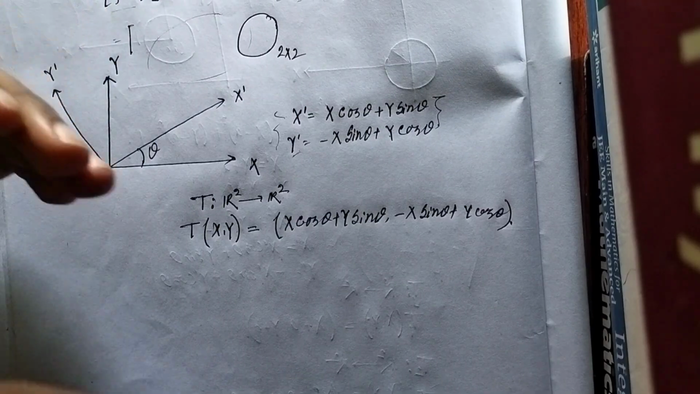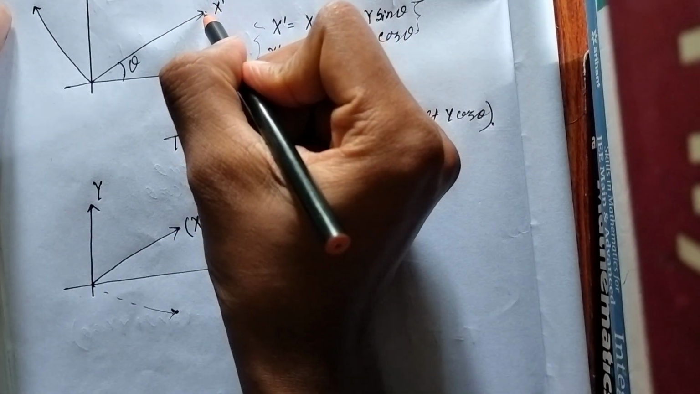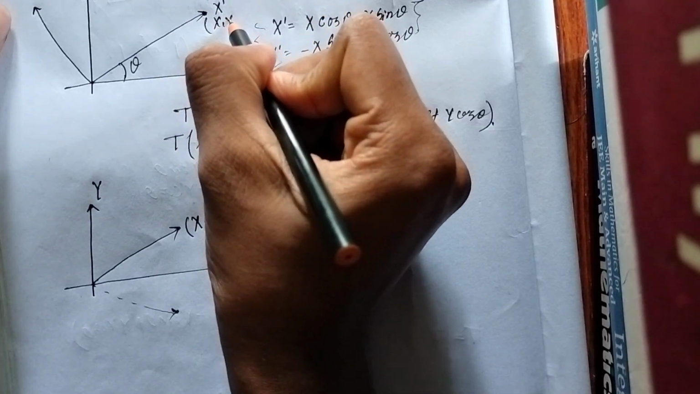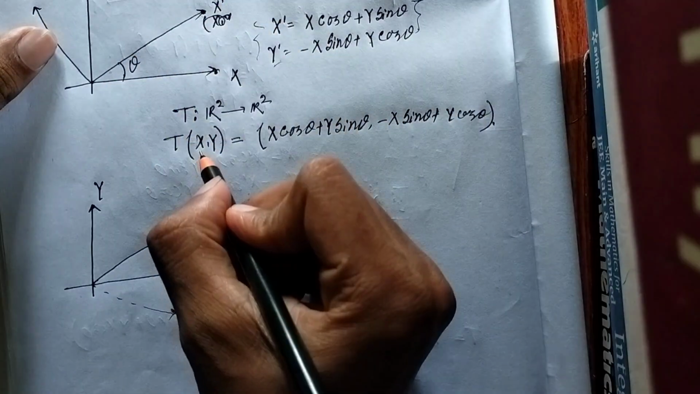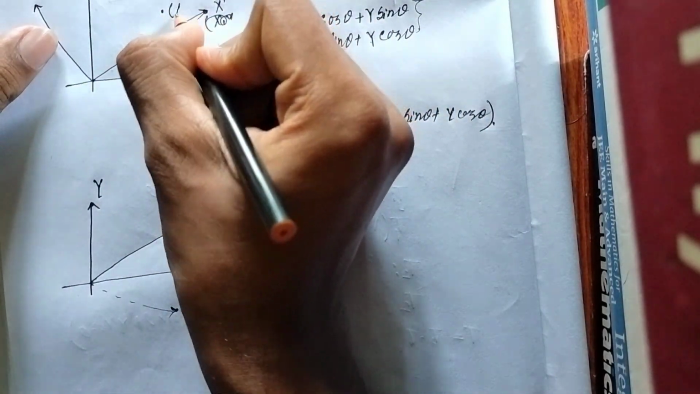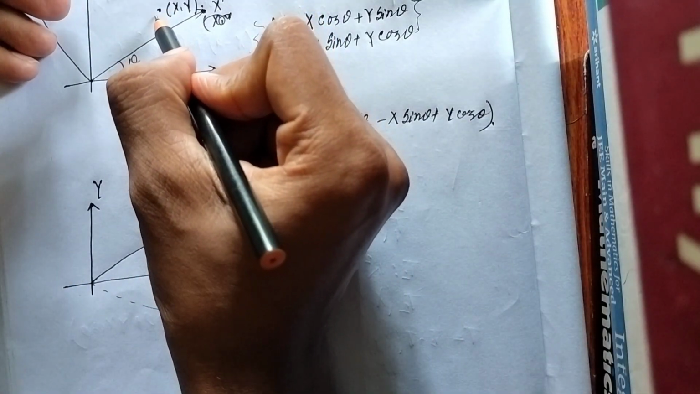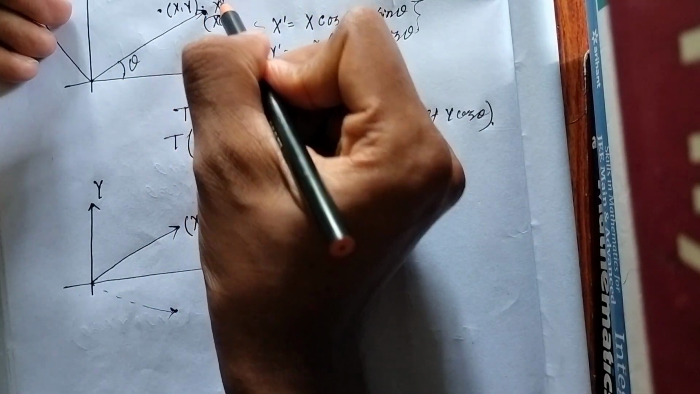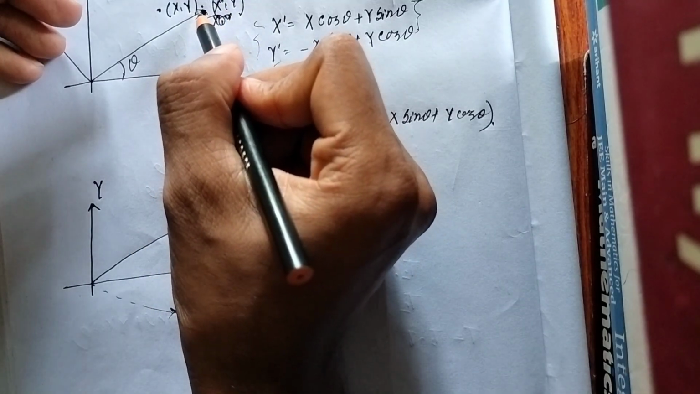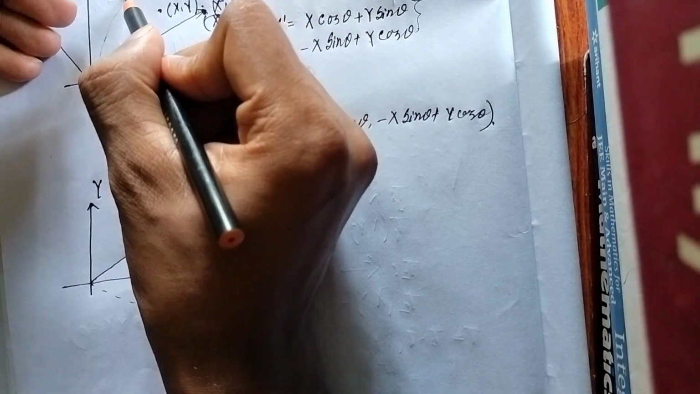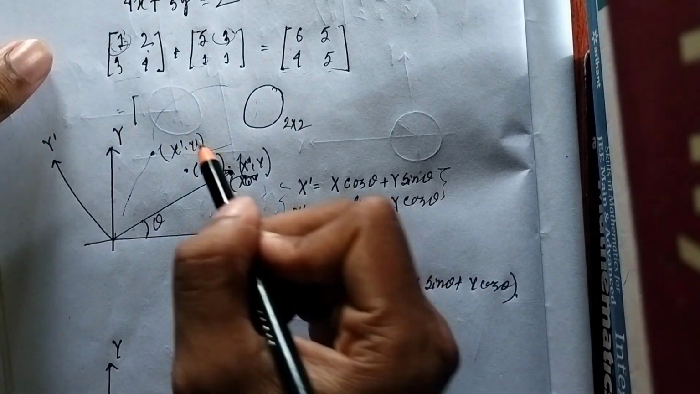Let me take one more transformation. In the rotation case, let's say this one is the point x comma y. After a theta angle rotation, it is ultimately going here, let's say to x dash, y dash. This is the rotation.